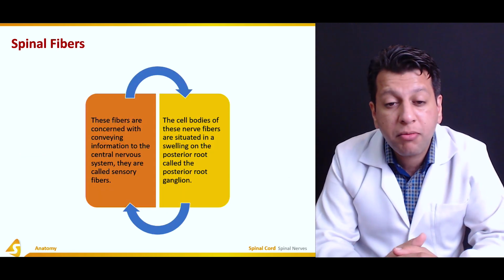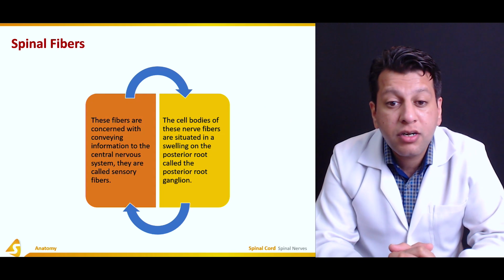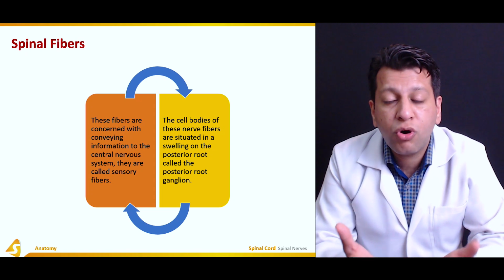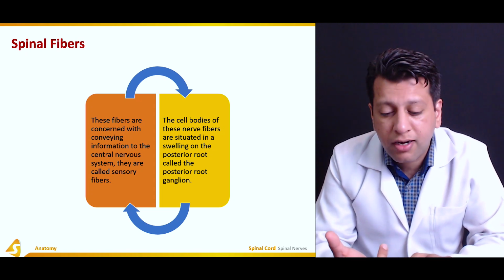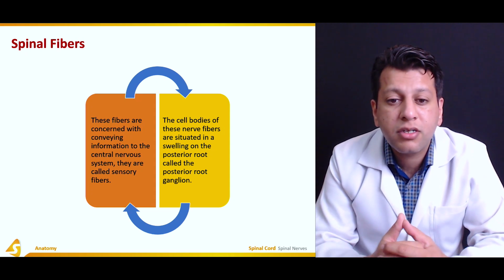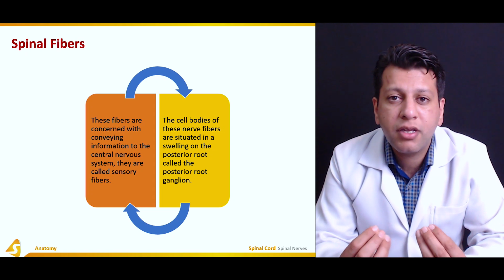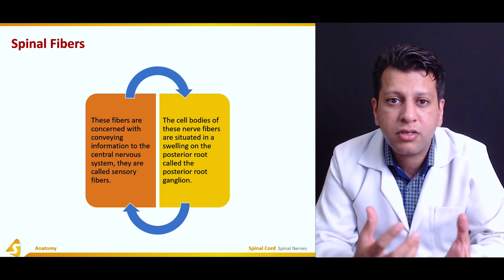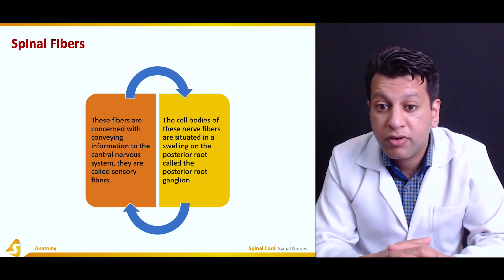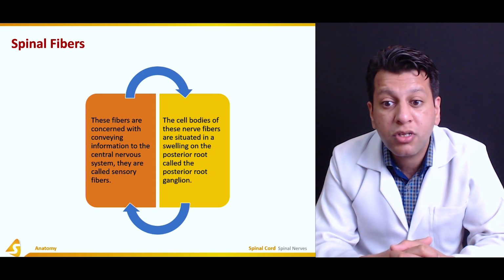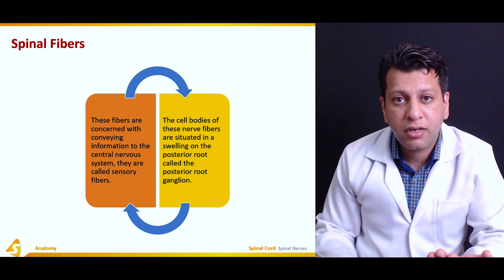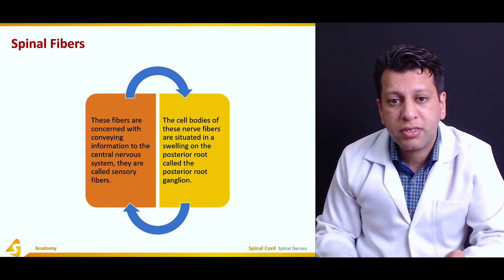So where do the spinal fibers go? These fibers are concerned with conveying information to the central nervous system. They are called the sensory fibers. So your dorsal column tract, lateral spinal thalamic tract, anterior spinal thalamic tract, all these are sensory fibers. They are bringing in sensations from different organs and conveying them to the central nervous system. The cell bodies of these nerve fibers are situated in the swelling in the posterior root called the posterior root ganglion. I will be explaining that in the upcoming slides.